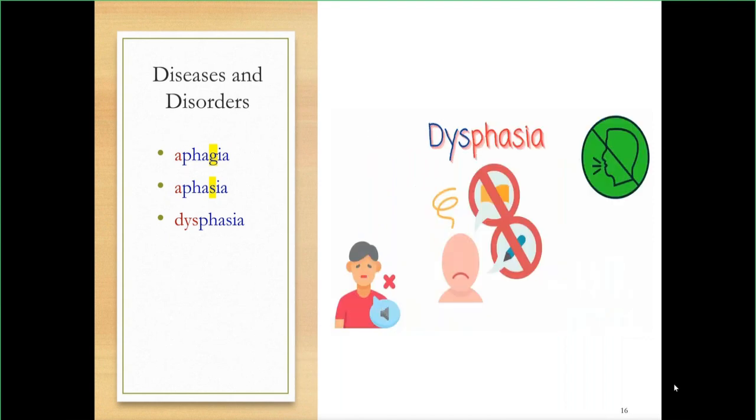Dysphagia, dys means difficult. So, dysphagia is a speech impairment caused by a lesion in the brain, characterized by lack of coordination and failure to arrange words properly.